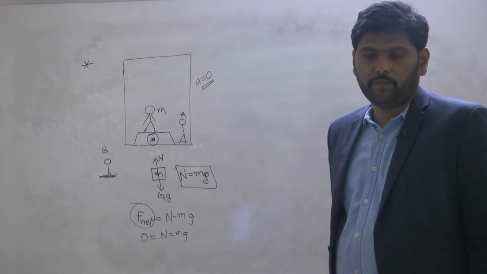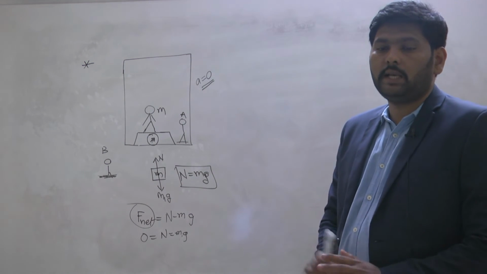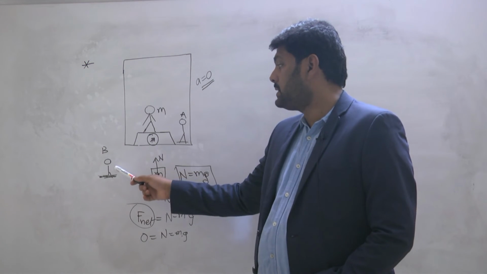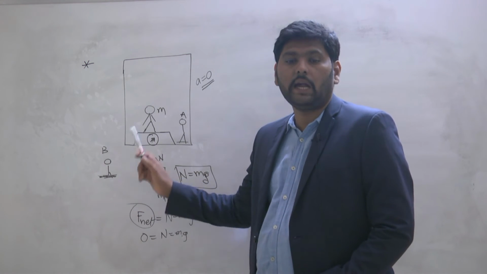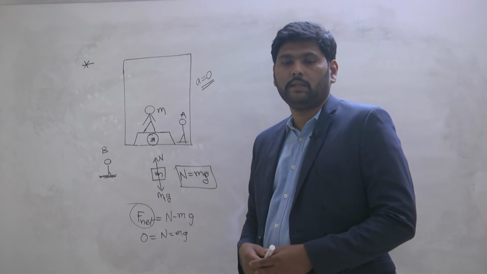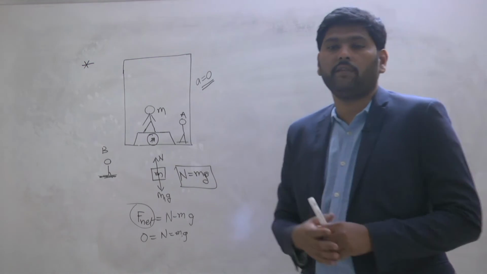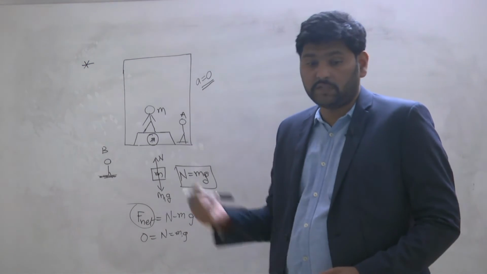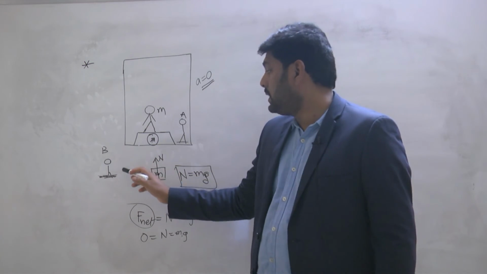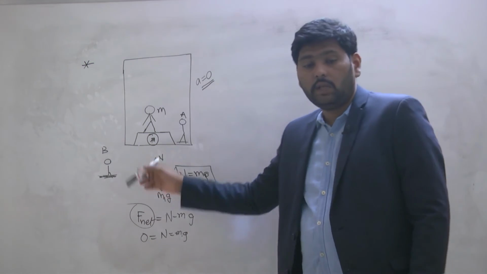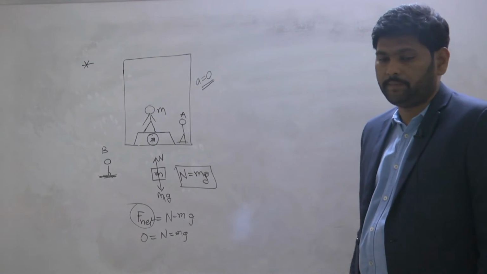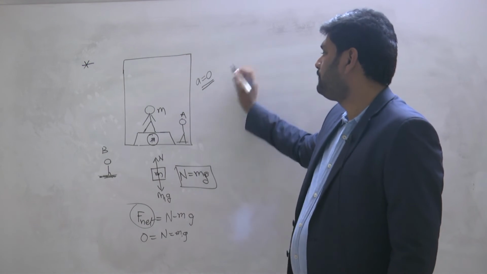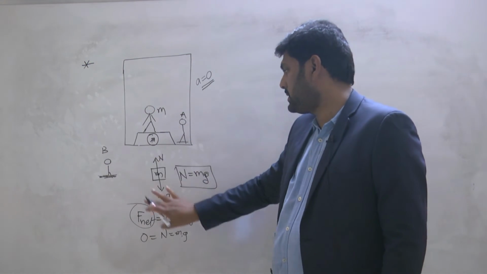this is an inertial frame of reference. How can you say this is an inertial frame? We can say this is an inertial frame because this person B is not moving, not accelerating. Accelerating frames are called non-inertial frames. Since we are studying the situation with respect to an inertial frame, with respect to person B, this is the situation.